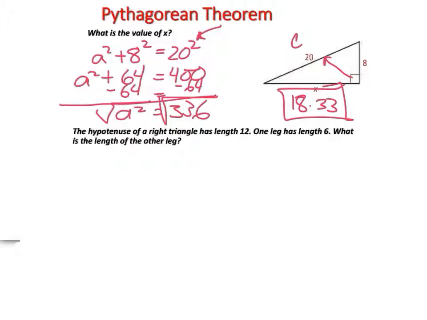In this problem, we're given the hypotenuse and we're given one leg, so we're looking to find the length of the other leg. So go ahead and draw in a right triangle and then find the length of that other leg.